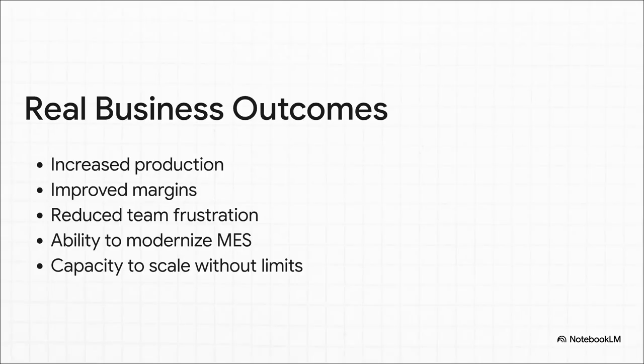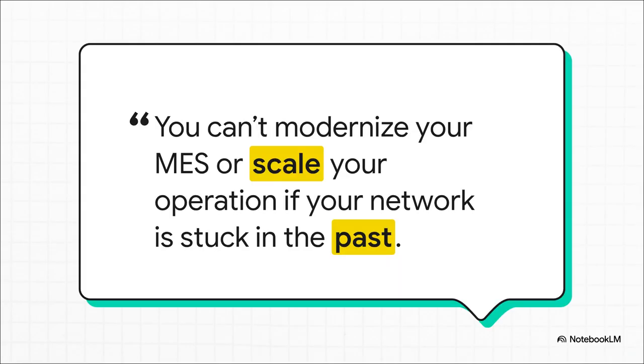And that 45% isn't just a number, it translates directly into real-world results. More production, better margins, a much happier, less frustrated team. But what's maybe even more important are these last two things. It finally gives you a solid foundation to modernize your MES, your manufacturing execution systems. And it gives you the power to scale without hitting a wall. The network stops being a bottleneck and becomes an engine for growth. And really, that's the key takeaway here. A modern network isn't just about fixing downtime. It's about enabling growth. It's the bedrock you need to innovate, to scale up, and to stay competitive for the long haul.